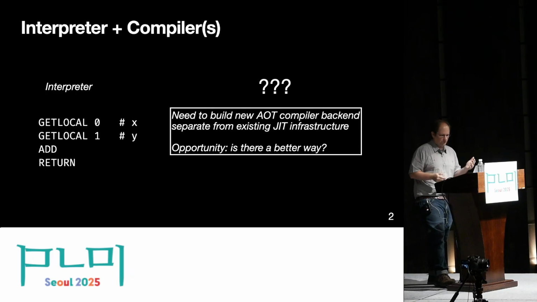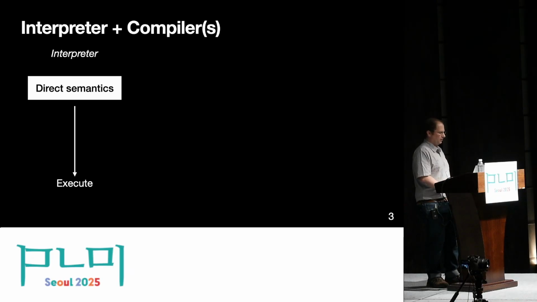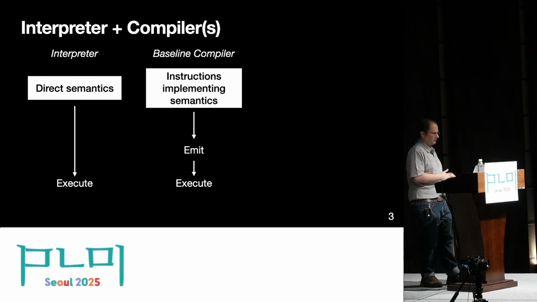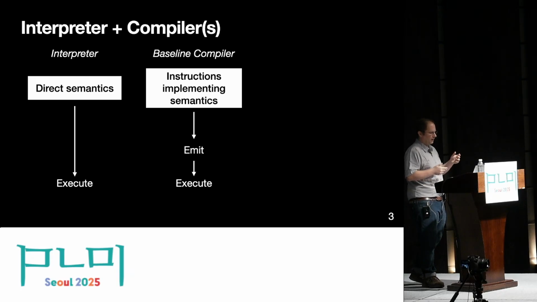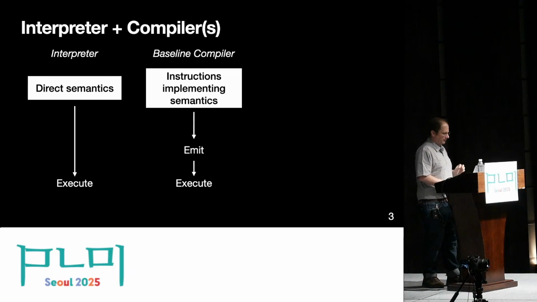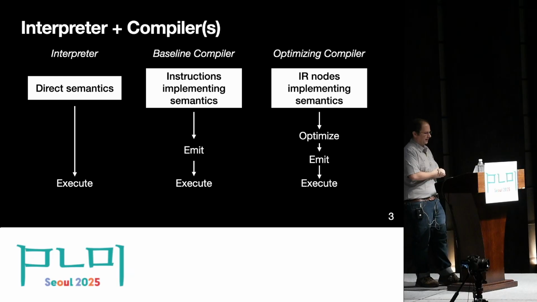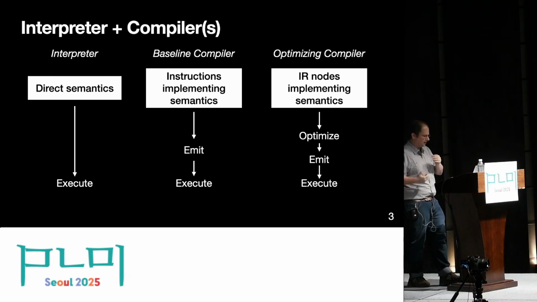And so we asked ourselves the question: is there a better way to build this? Let's consider what one does when one builds an interpreter and compiler tiers for a language implementation. When you write the interpreter, you write the semantics for every bytecode directly, and those semantics execute when the opcodes are reached. When you write the baseline compiler, you write code to emit the instructions implementing the semantics. Those instructions are emitted and then executed. When you write an optimizing compiler, you write code to emit the IR nodes implementing the semantics of each opcode, and those are optimized together, emitted, and executed.